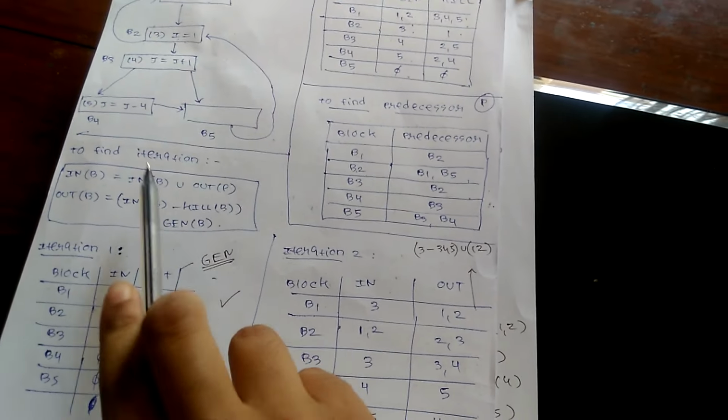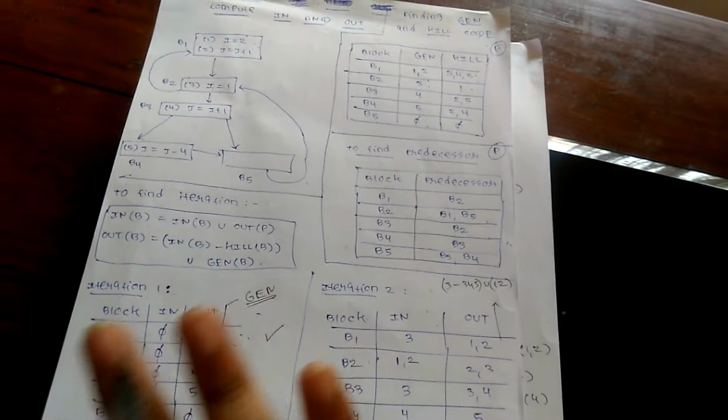So I will tell you what is in. We have to first look in the B1 block. In B1, what is the predecessor? B2. Now we have to look in iteration 1. If you are solving iteration 2, you have to look at iteration 1. If you are solving iteration 3, we have to refer to iteration 2.